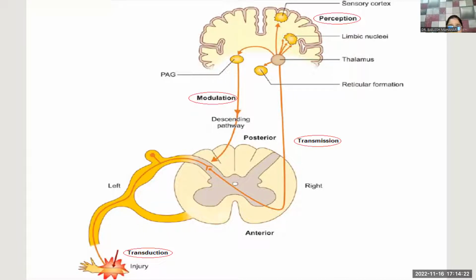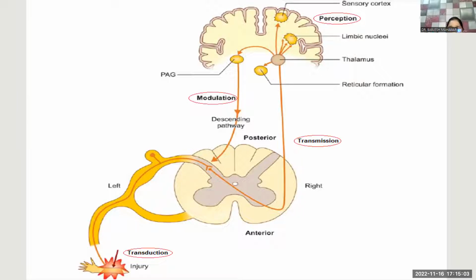Here you can see the very important parts: transduction, transmission, perception, and modulation. With this graphical representation I'll try to explain that transduction happens whenever there is any trauma or stimulus. The change of energy from the different stimuli, chemical or mechanical, into electrical energy which generates the action potential, is known as transduction at the peripheral level.